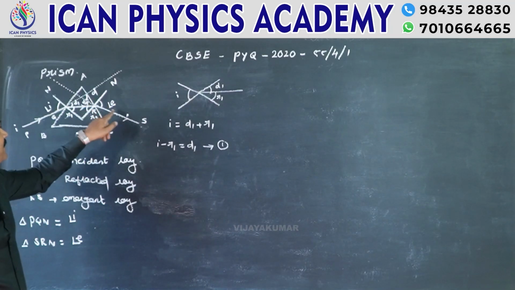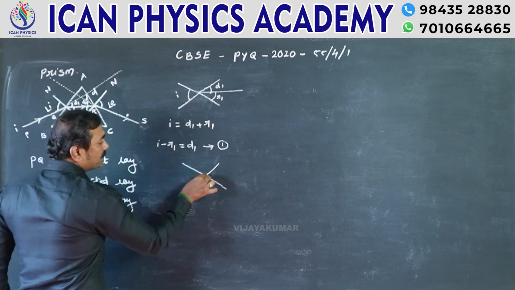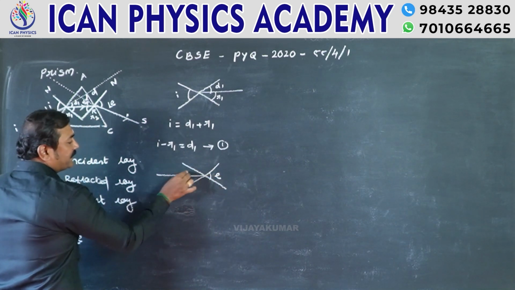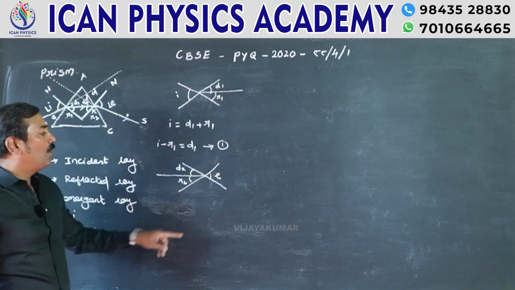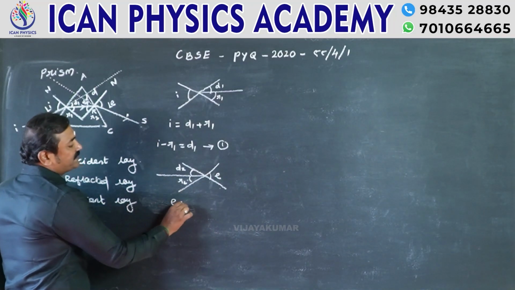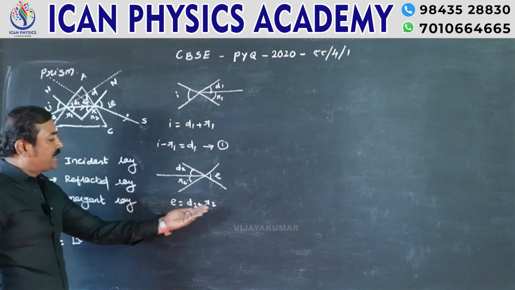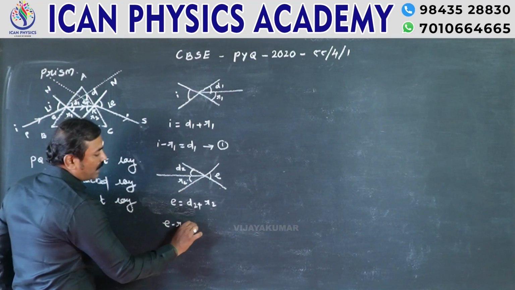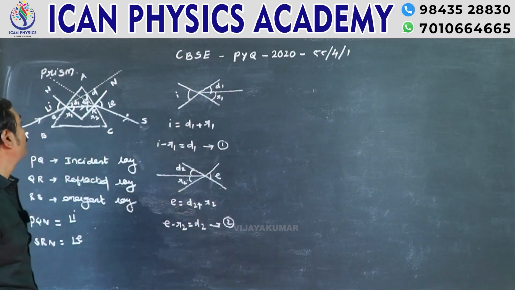Now look at this side. Here also we have the same. This is the angle of emergence. Now it is divided into two: one is D2, another one is R2. Once again, the opposite angles are equal. Then the angle of emergence equals D2 plus R2. The plus R2 goes to this side as minus R2. So E minus R2 equals D2. This is taken as equation number 2.